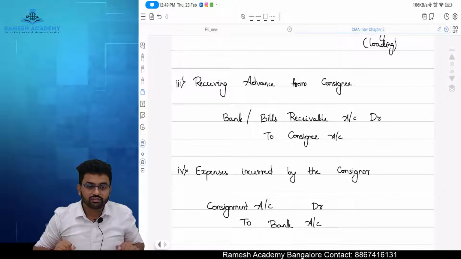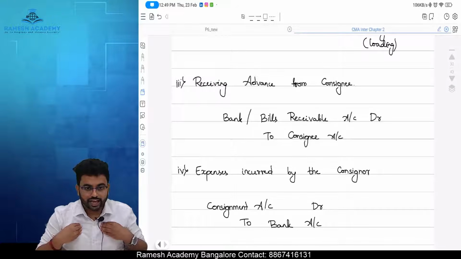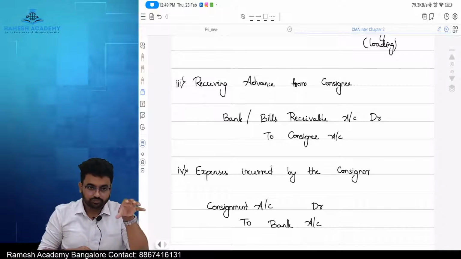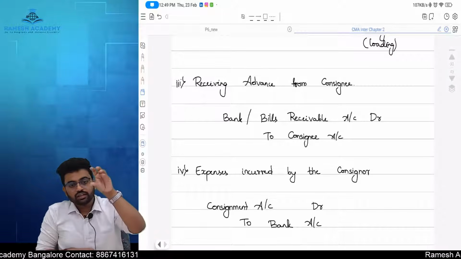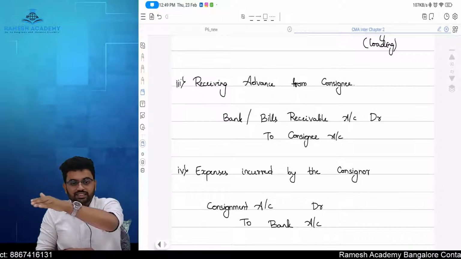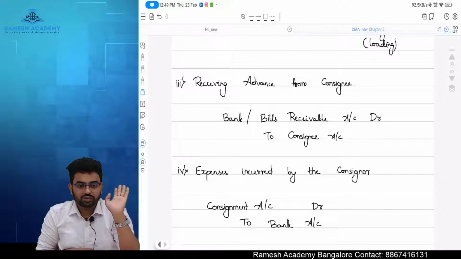So generally what entry we will pass? Expense account debit to bank account. If we paid in cash, so cash or bank, consignor will pay in cash or bank. So expense account debit to bank account, later P&L account debit to expense account. We can say that expense debit, expense credit we can cancel. At the end of the day, P&L account debit to bank account will be the entry.